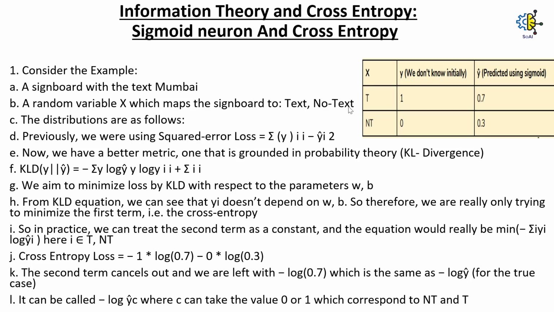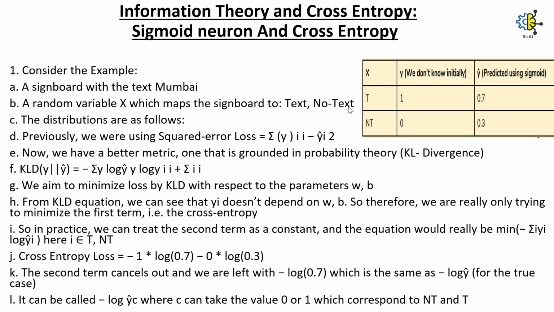So therefore, we are really only trying to minimize the first term, that is the cross entropy. In practice, we can treat the second term as a constant, and the equation would really be the minimum of minus sigma i y_i log y cap_i, where i belongs to t comma and t.